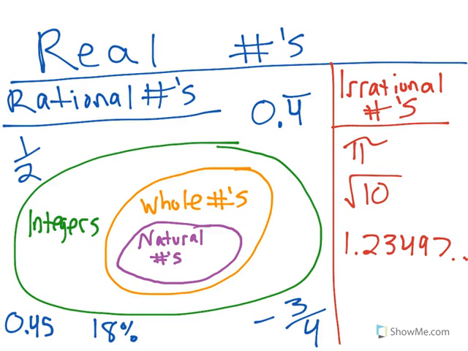Now integers are positive and negative numbers. I kind of call them whole numbers: no decimals, no fractions, but they can be positive or negative. Numbers like -7, -4, 8, 9. Now everything we're talking about inside, all these are also rational numbers. And the same thing goes for whole numbers and natural numbers. All of those will also be integers.